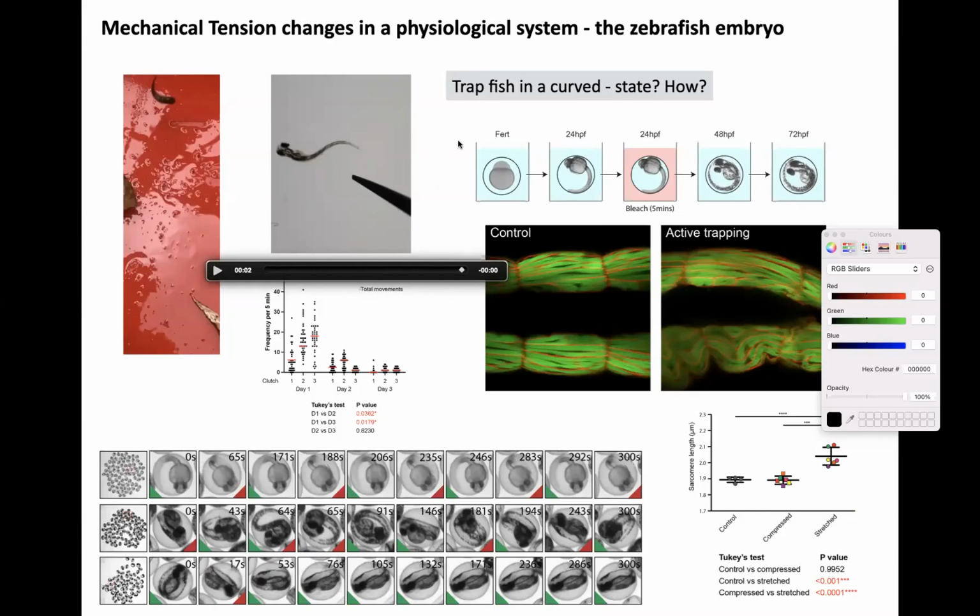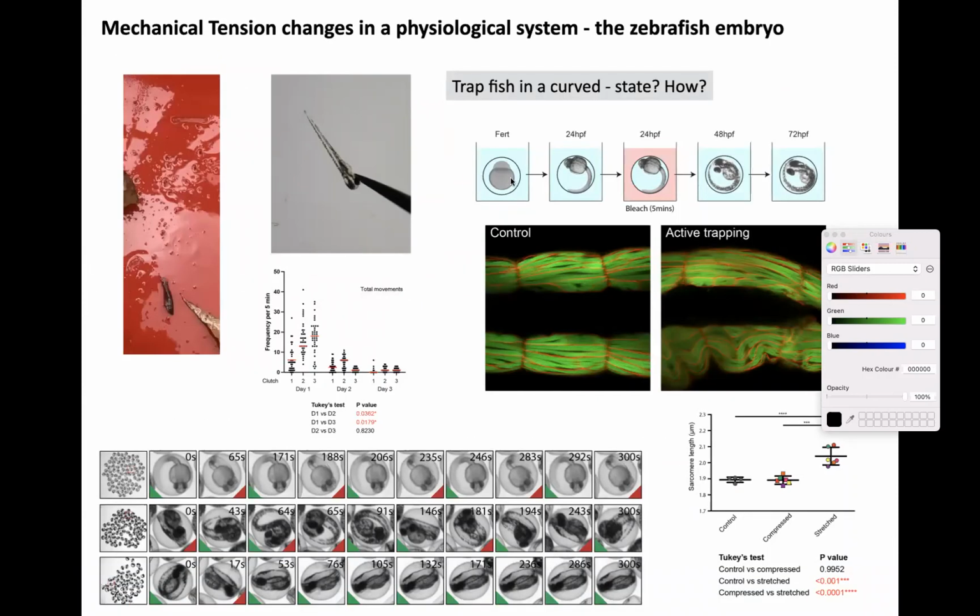And we can do that because the fish normally, they're in their eggshell, they will burst out around the 72-hour stage. But if we bleach the chorion, the eggshell, so we can just put the eggshell in bleach for 5 minutes, it makes that eggshell very tough. And so then the fish can't actually escape, but they're still alive. They are flicking from side to side. So it's a trapping, but it's an active trapping because the fish are still able to move.